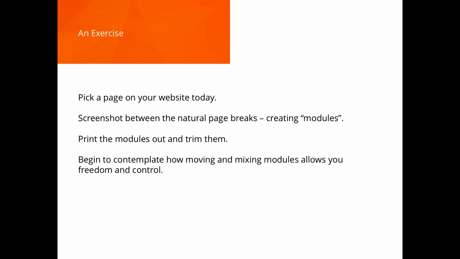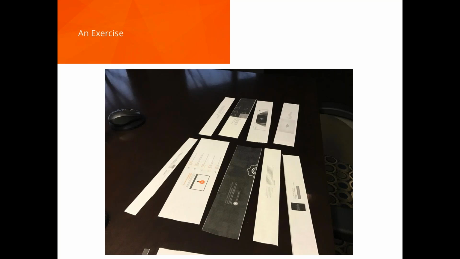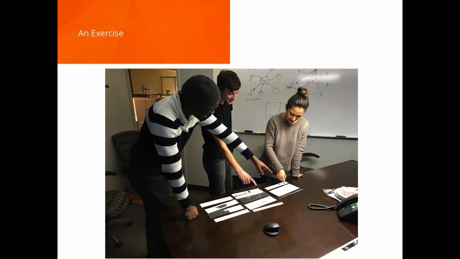Print up your page, cut up those pieces and make some modules, put them on a desk, and contemplate the freedom you would have if you were able to move these things around yourself and change the content within the module. So here's an example of my custom CMS page. We printed it and split it up into pieces, and we routinely do this because this is how we think. We can sit down in a conference room and all work together to figure out how a new landing page should look, what modules we can reuse. It's a really fun exercise to do.